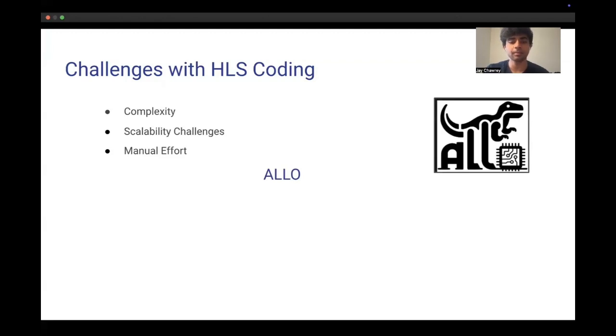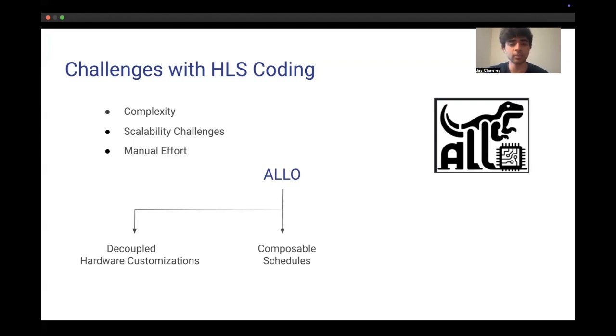ALO is a Python-based compiler that helps us in implementing hardware accelerators in a more modularized and composable manner. ALO provides decoupled hardware customizations. This simply means that we can use the pragmas without even restructuring the code. Then it provides composable schedules, which helps us in seamless integration between different kernels. And it has Python-based simplicity.